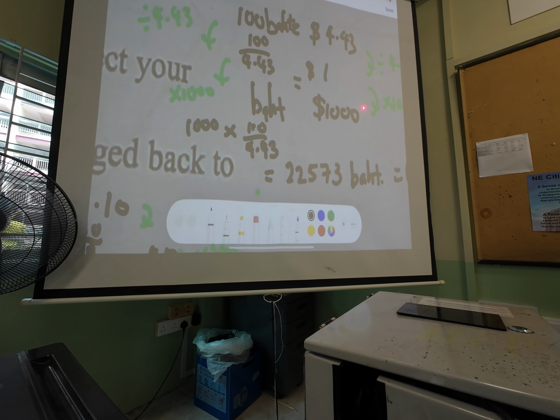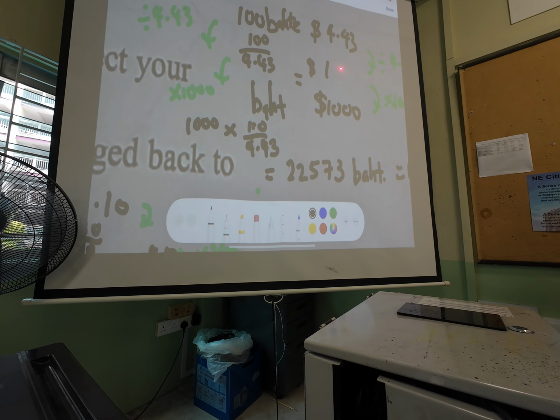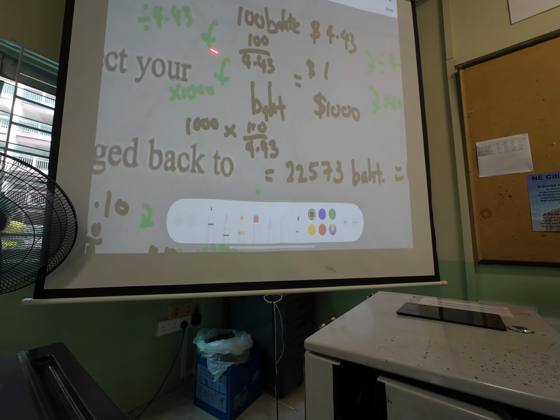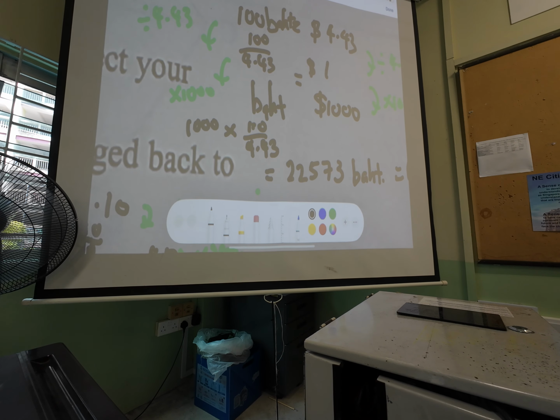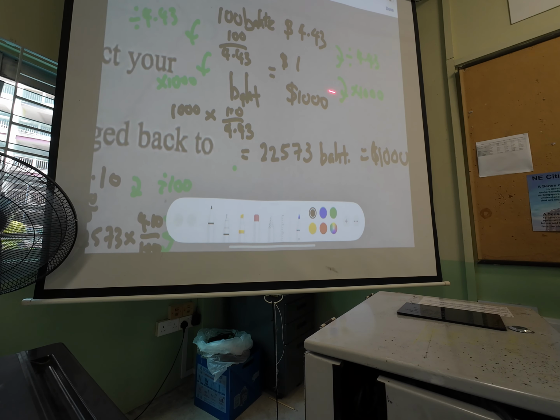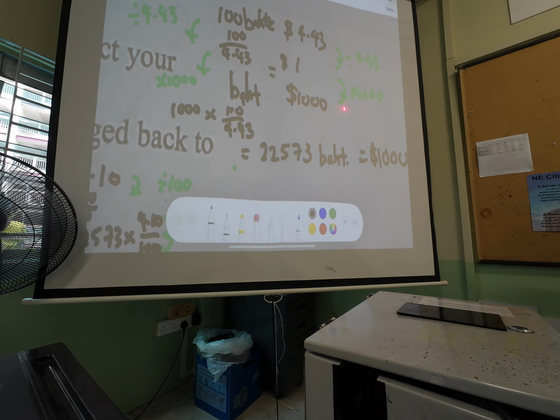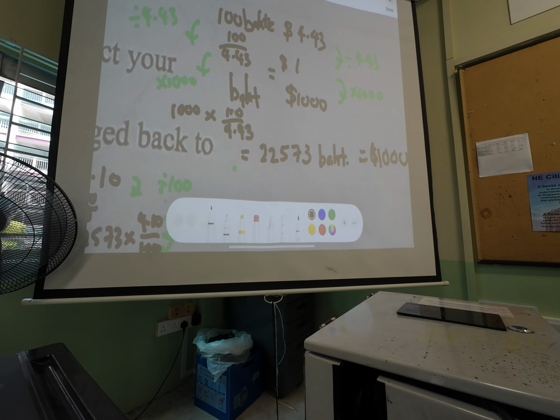But from 4.43 to 1,000, if I am confused and I cannot straight away do, then never mind. I divide 4.43 to 1 first. Then I divide both sides by 4.43. Every $1 is 100 over 4.43. Then from 1 to 1,000, I multiply by 1,000. Then I also multiply this amount by 1,000. Then I can get $1,000 is 1,000 times 100 divided by 4.43, which equals 22,573. This is how I do. Okay?